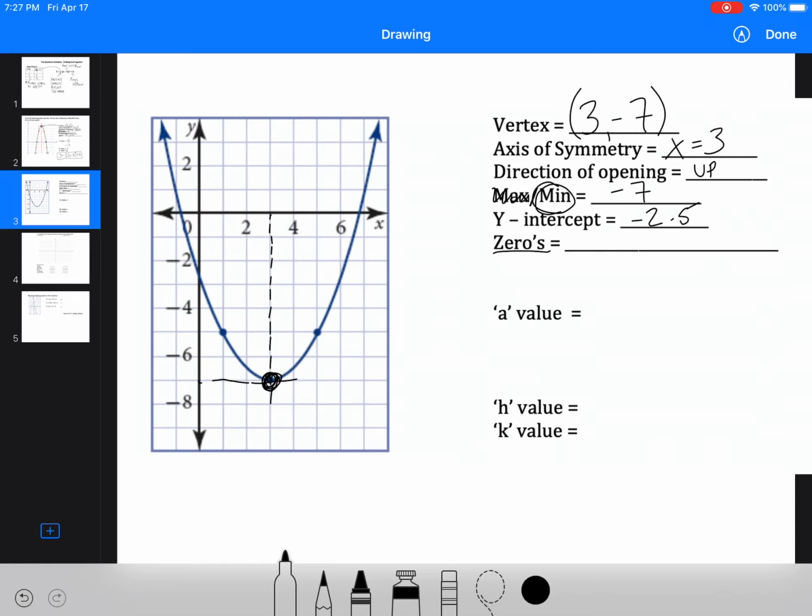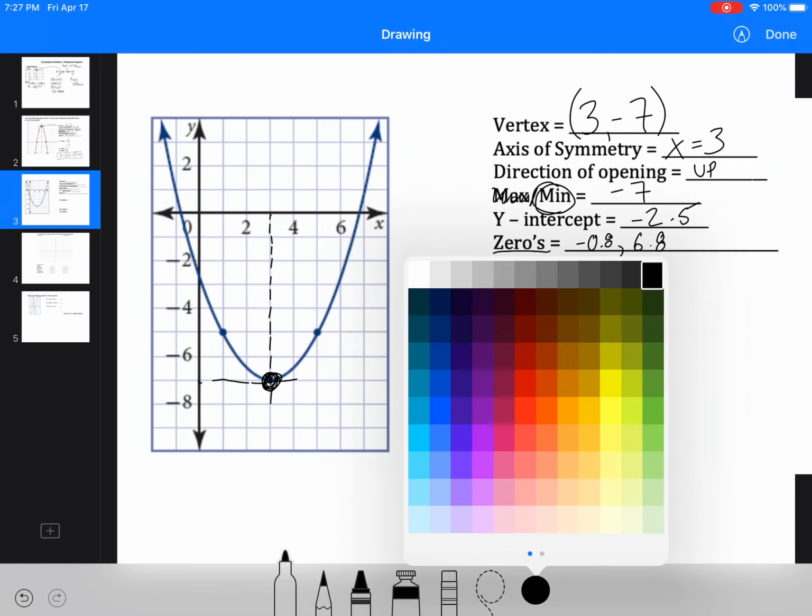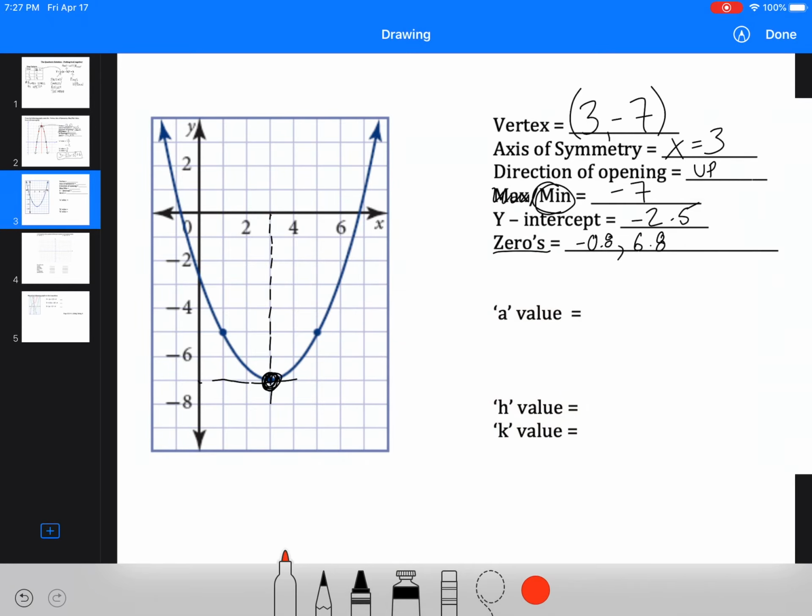Now the y-intercept here is about -2.5. And our x-intercepts, or zeros, again, the zeros are the same as the x-intercepts, are about negative 0.8 and 6.8, we'll say.